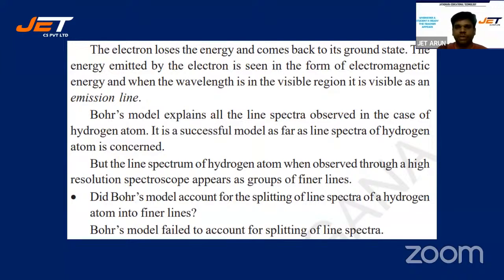Now, Bohr's model explains all the line spectra observed in the case of hydrogen atom. It was successful in explaining line spectra of hydrogen atom, students, but when the line spectrum of hydrogen atom was observed through a high resolution spectroscope, there appeared finer lines, which Bohr's model could not explain. So Bohr's model fails to account for the splitting of the line spectra, the finer lines.